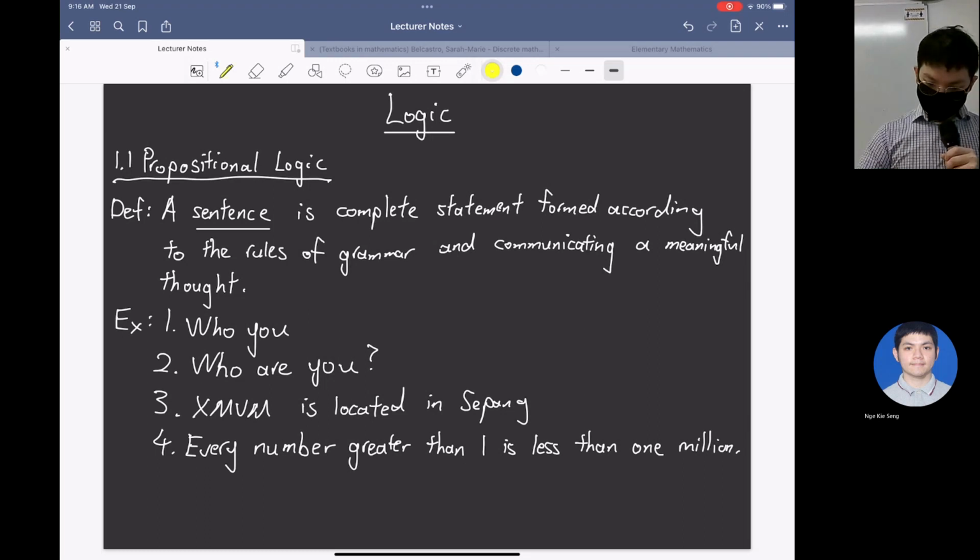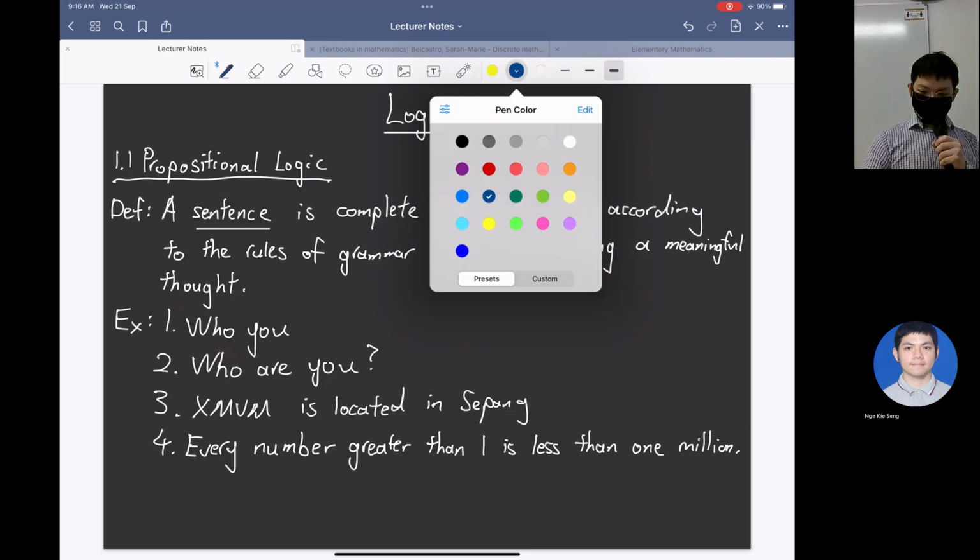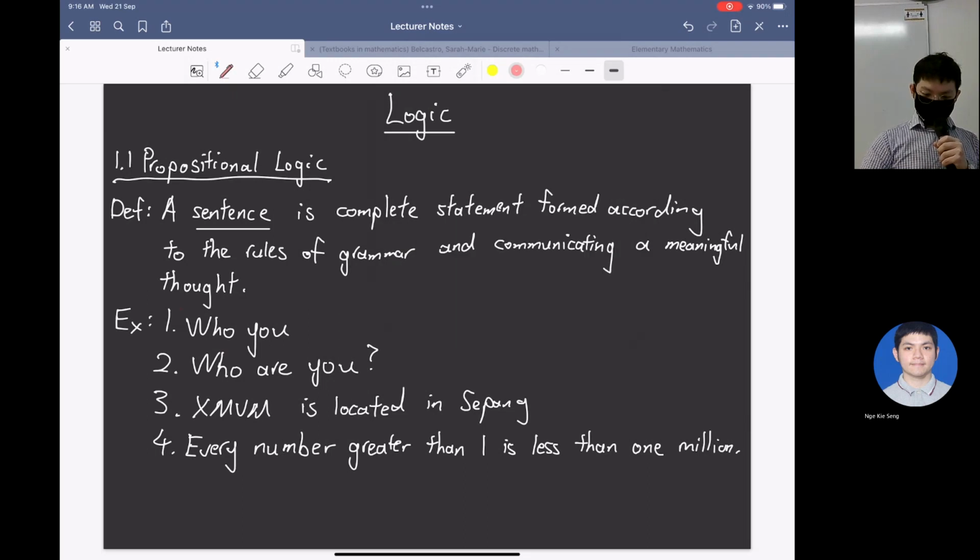Okay, first example, is this a sentence? Why? Okay, very good. The grammar is wrong, so this is not a sentence. How about the second one? Is this a sentence? It's a sentence, right? Who are you? How about the third one? Okay, this is also a sentence. How about the fourth one? Okay, this is a proper sentence.